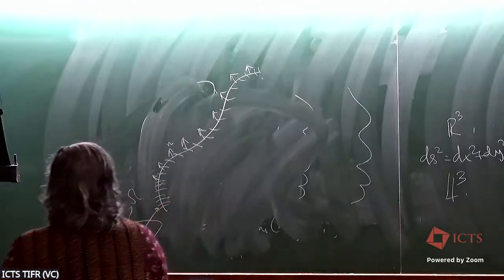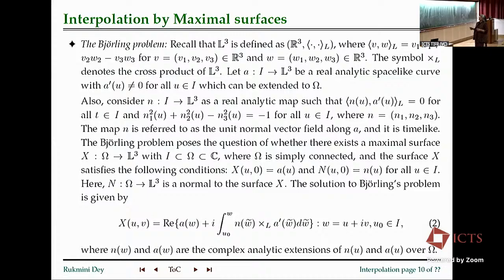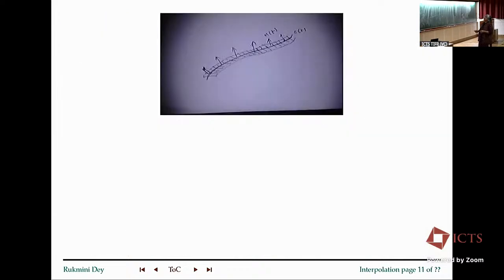Containing the I. I is, say, (0, 1). So now you take the time-like unit normal, and this is a distribution which you fix a priori, and A is also fixed. Now you should be able to write the formula for the maximal surface. And it is unique as long as you stay near the I. And as long as N of W and A of W have complex analytic extension, you will have uniqueness. Sorry, this should be A of T.